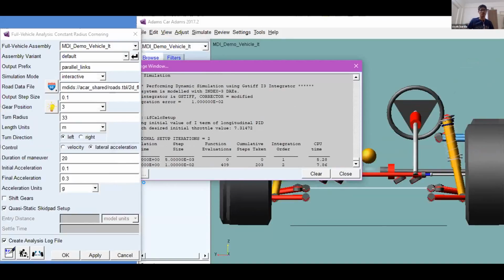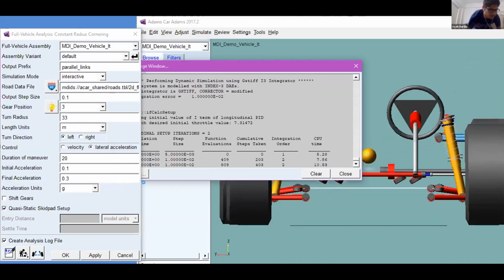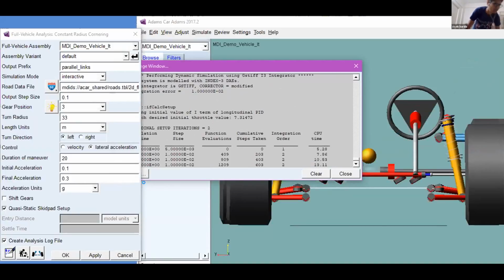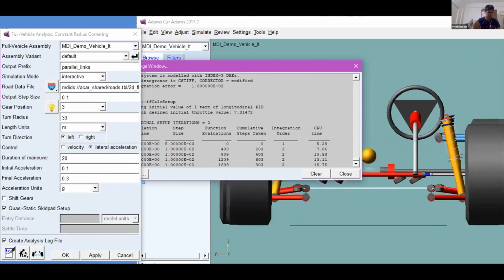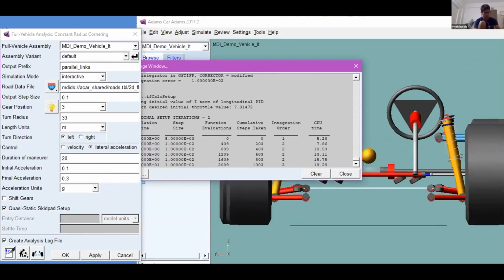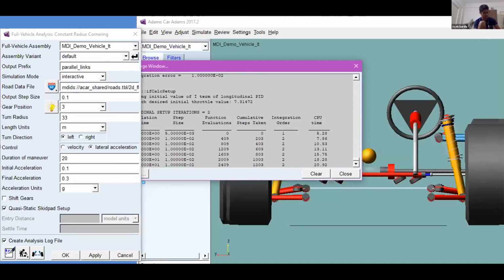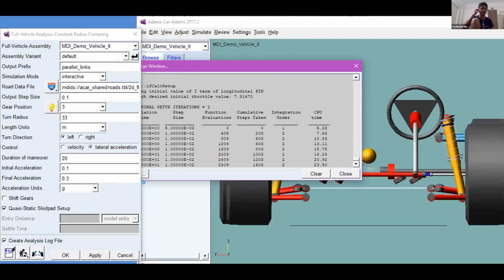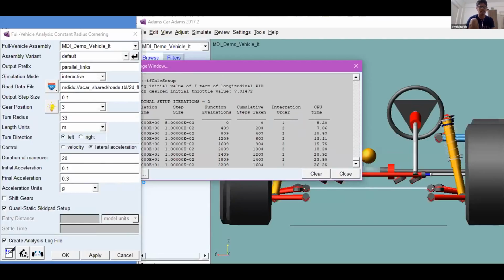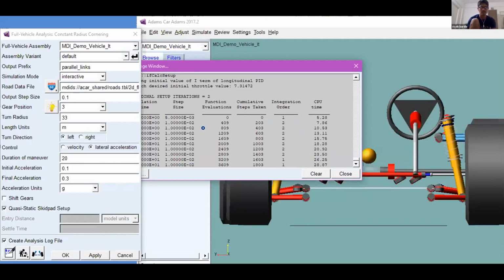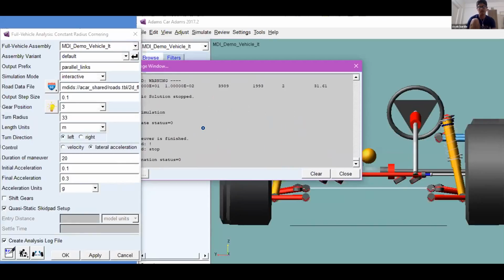So right now we are doing a constant radius cornering test, which is a standard test to measure the understeer gradient of a vehicle. For those people who are not aware of understeer gradient, we'll be doing that in more detail in the course. But a CRC test or SSCT, steady state cornering test, is a standard test for understeer gradient, right?